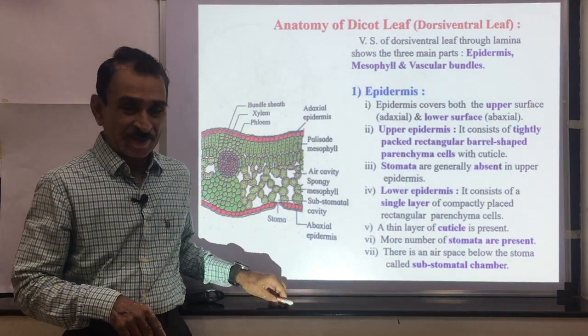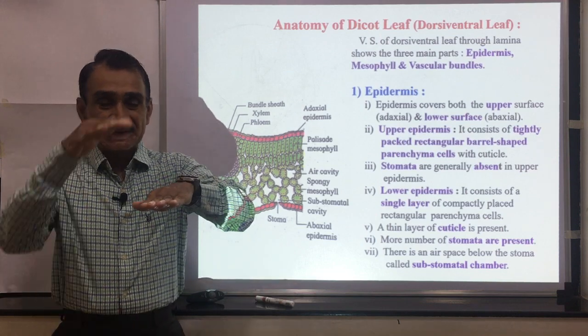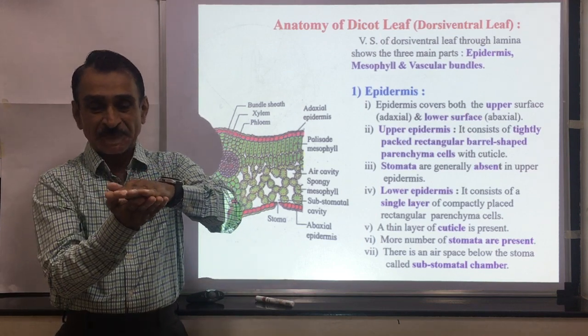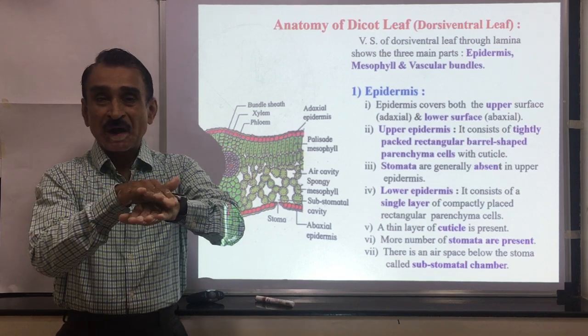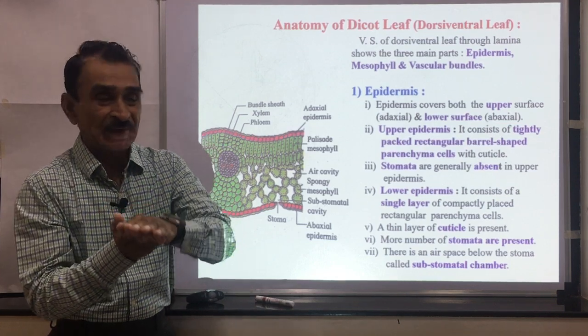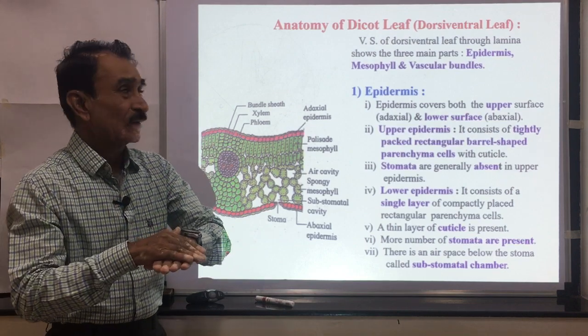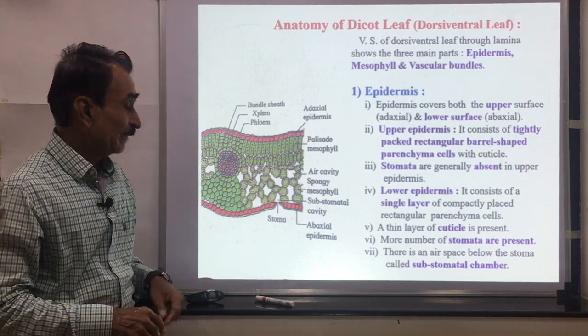Dicot leaf is dorsiventral. Here it is flat. This is the dorsal surface and it is the ventral surface. The dorsal surface can be identified from the ventral surface; these are differentiated. So in case of dicots, there is a dorsiventral leaf.